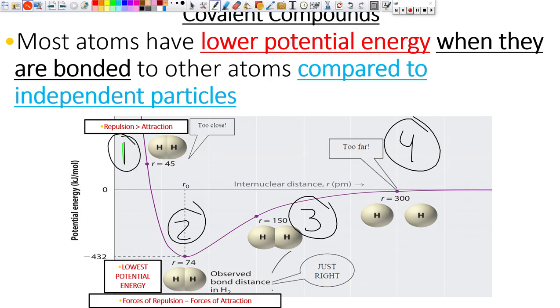So let's start with 1. What's wrong with 1? Why is the potential energy so high? Too close, right? That's that person that gets up in your grill and wants to talk to you, like, I can smell your breath, you're going to eat Doritos, back up, right? Or Oreos, whatever they're eating for lunch.